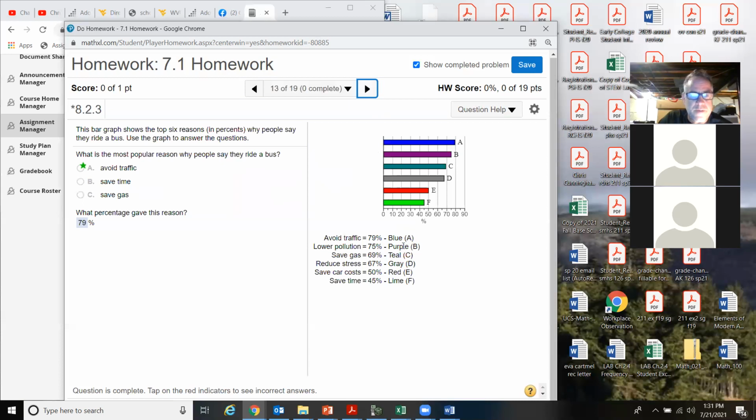Circle graphs. Okay. Here we have another bar graph. And here it says, what's the most popular activity? It's got to be the one in blue. It's got the biggest bar, which is avoid traffic. And what's the percentage given? I can pull it right off the table here, 79%. If I look here, it's up to 80, but probably a smidge just below the 80.